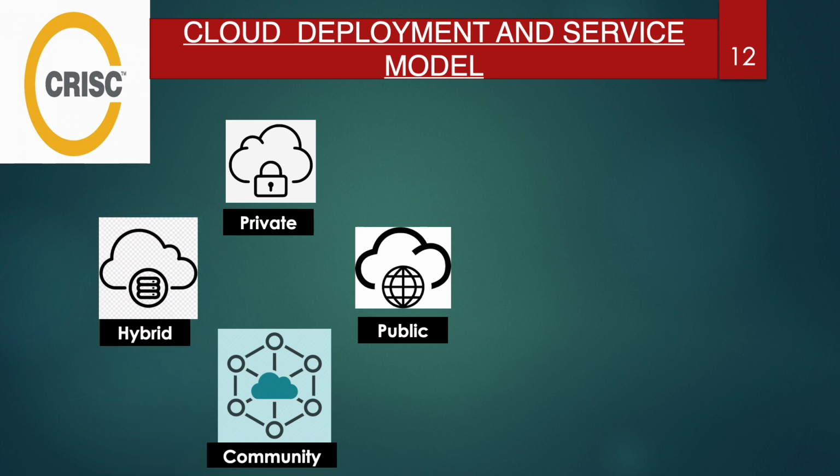What is hybrid cloud? As the name says, a grouping of two or more clouds, right? Such as private, or we can say communal, or public, right? Each of which is distinct from the others, but which are connected by standardized or proprietary technology that allows data and application mobility, right? Example, cloud bursting for load balancing across clouds, right?